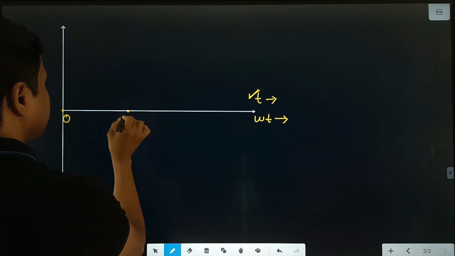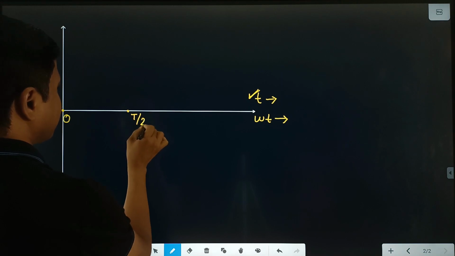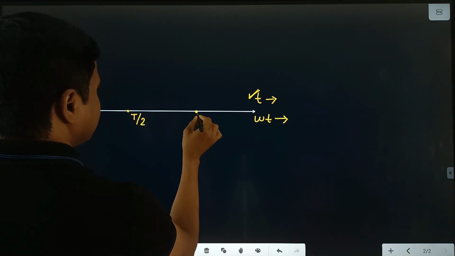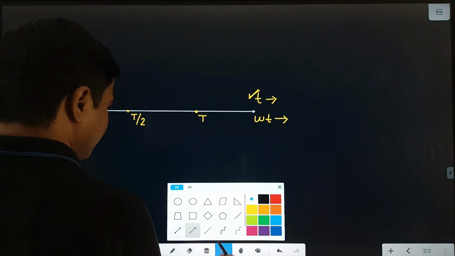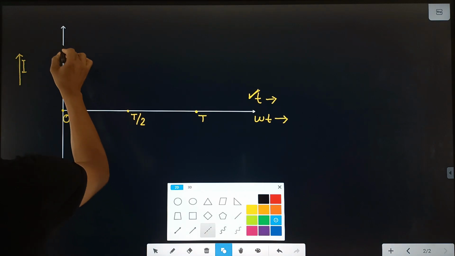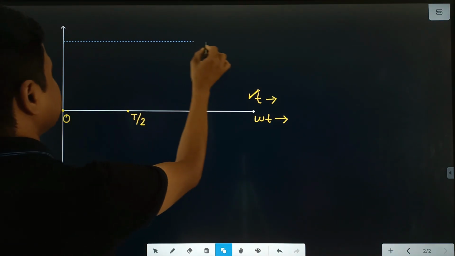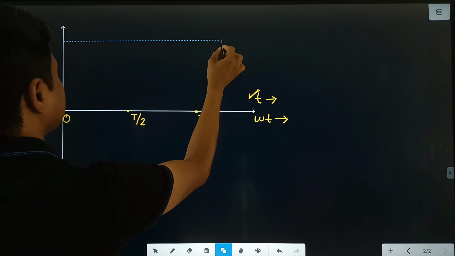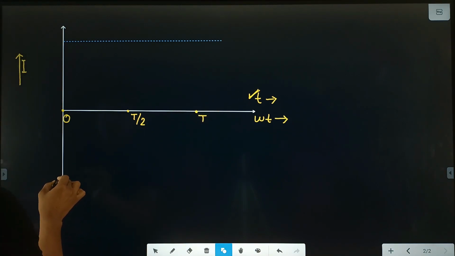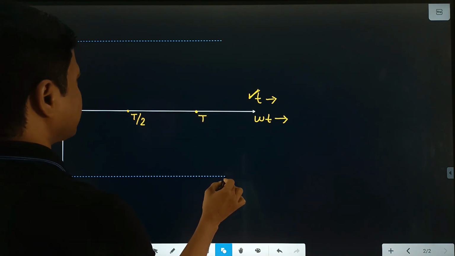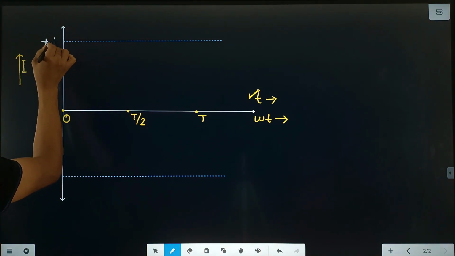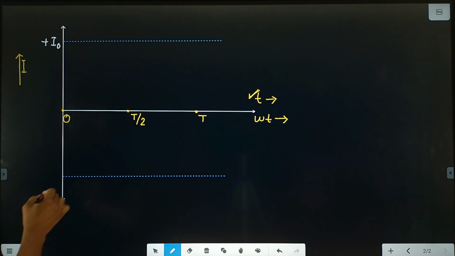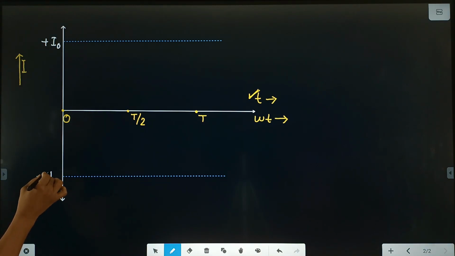Suppose here time that is T by 2, half of the time period. Here time that is the time period, we write T. And the maximum value of the alternating current, we write I0. Suppose this is the maximum value on the positive side, and this is the maximum value on the negative side. Clear? The maximum value on the positive side we write plus I0, and on the negative side we write minus I0.